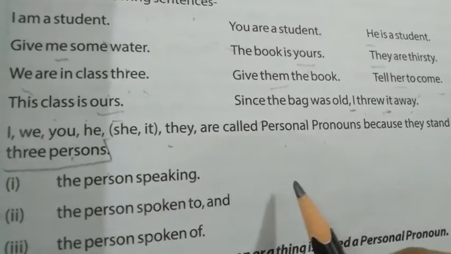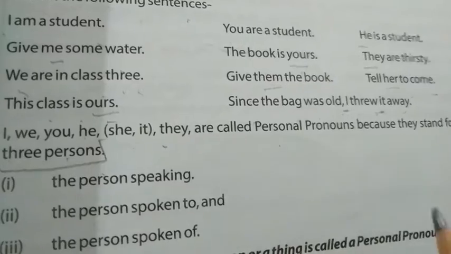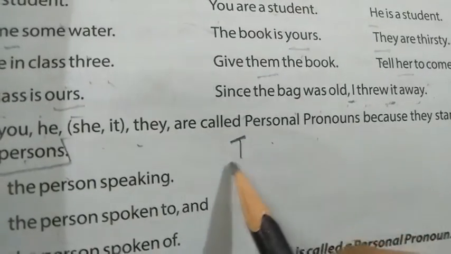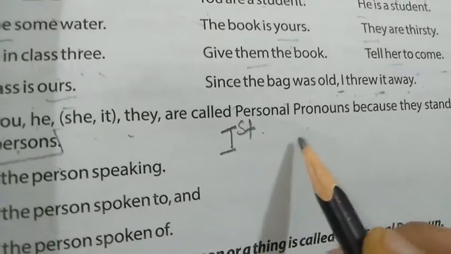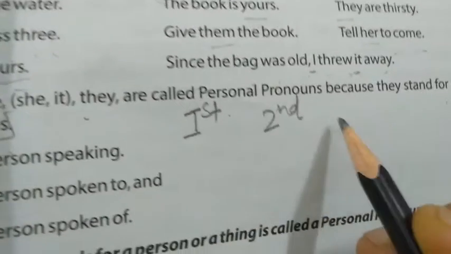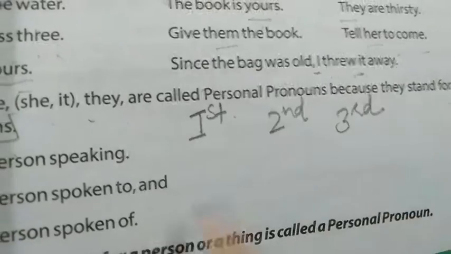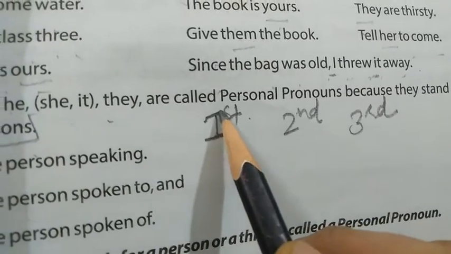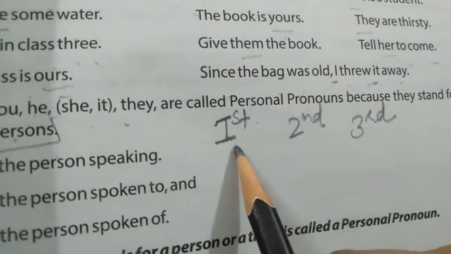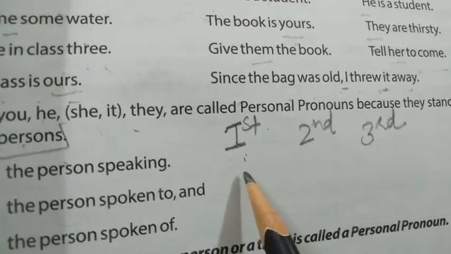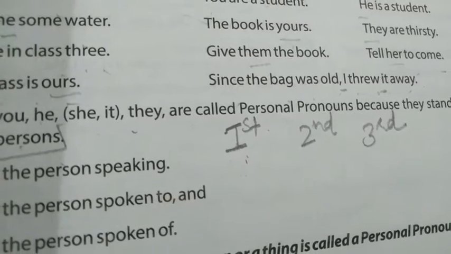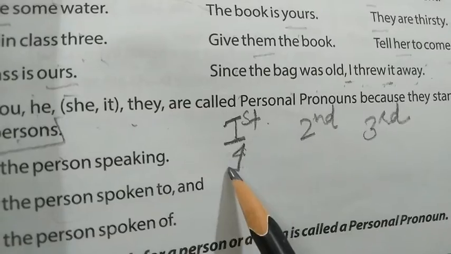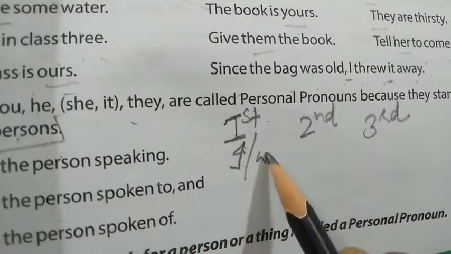So in personal pronouns we have three main persons here. What are those? First person, then second person, then third person. First person refers to the person who is the speaker, the person who is speaking. So in first person, like I am speaking right now, at the moment I am speaking, so it will be I here. I, in plural, is we.